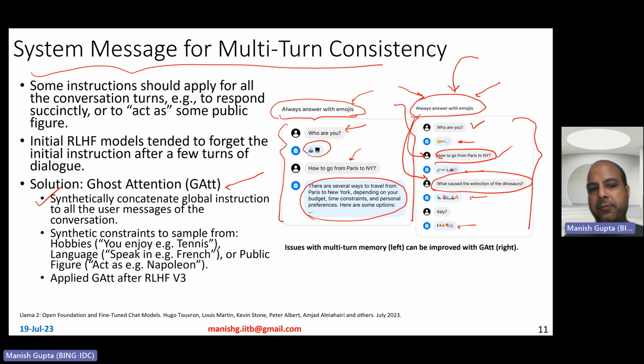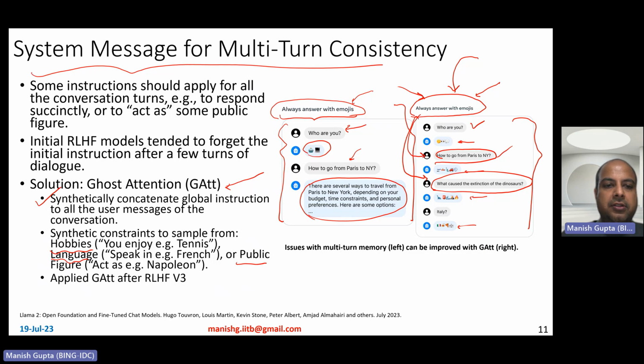Well, you can put up various kinds of messages, for example, hobby-based chatbots. So you can say you enjoy, for example, tennis, right? Or you can have language-based chatbots. So you can say you speak only in emojis or speak in French and so on. Or you could have a public figure kind of a chatbot. So act like Napoleon or act like Shakespeare and so on.